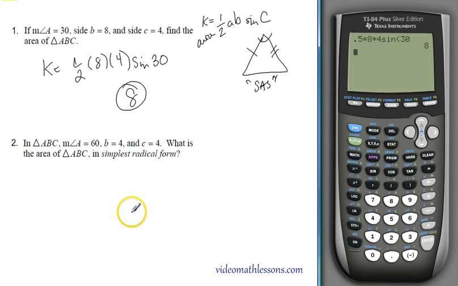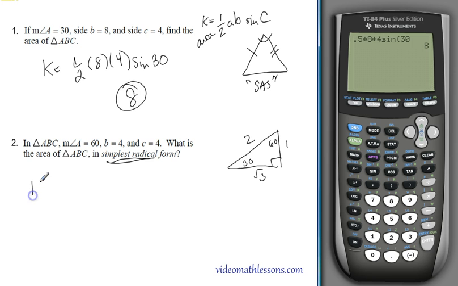Now look at this one. Number 2. Angle A, B, C. And remember, angle A is in between, so it's side, angle, side. They want, though, radical form, simplest radical form. Now, I see 60, and I remember that's one of my special triangles. It's 1, 2, rad 3. I'm going to use this triangle.